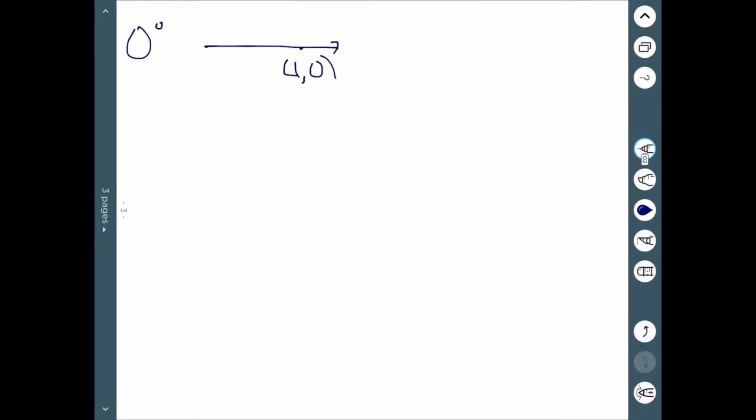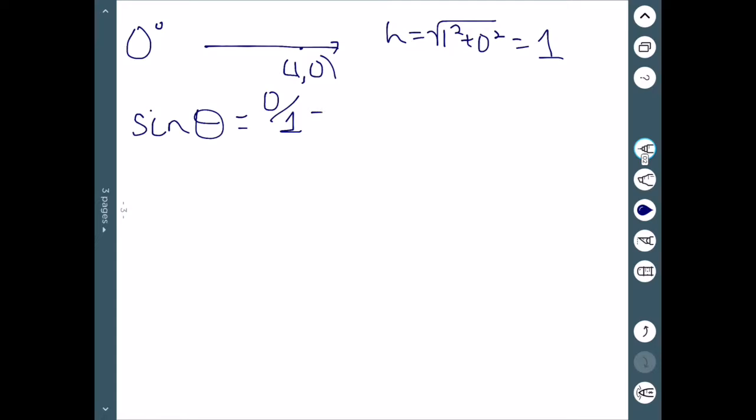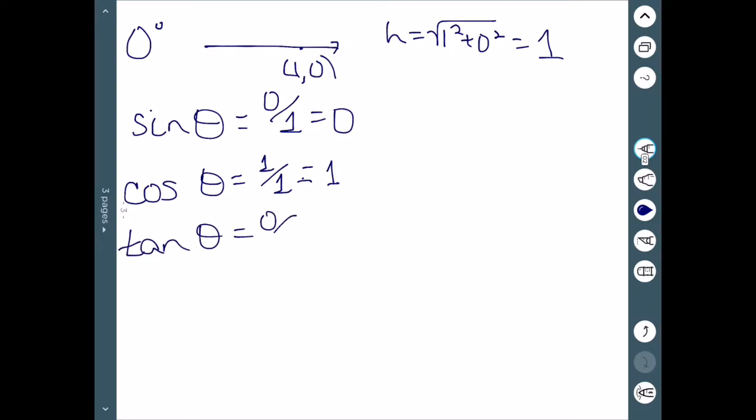Let's now think of some particular angles. We'll start with 0, which is just the x-axis, and we know a point on there is (1, 0). So now if I try to find these, first we'll find our hypotenuse, which is the square root of 1 squared plus 0 squared, which will be 1. So sine is opposite over hypotenuse, which is 0. Cosine is adjacent over hypotenuse, which is 1. Tangent is opposite over adjacent, which is 0.